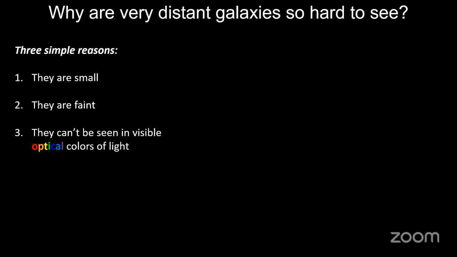So why is it difficult to push further and further back, closer to the first galaxies, closer to the Big Bang? Why are distant galaxies so hard to see? Well, there's 3 very, very simple reasons for this. 1, they're small. 2, they're faint. And 3, they can't be seen in visible or optical colors of light. Those are the colors of light that our eyeballs see. Okay, so let's walk through these. Let's talk about it.